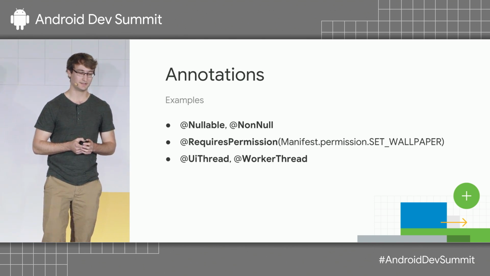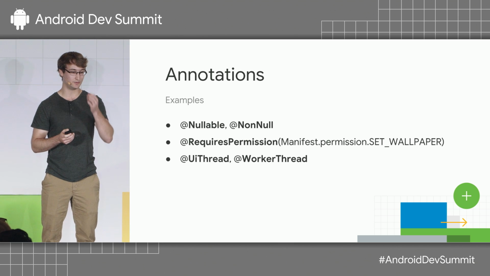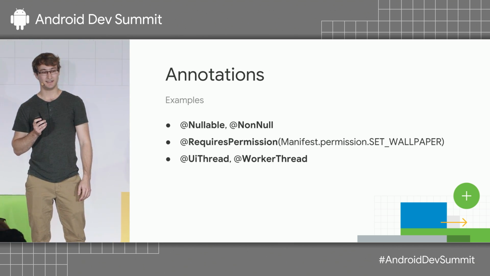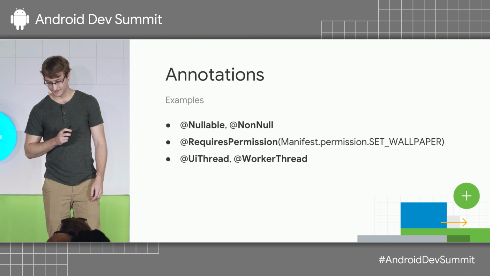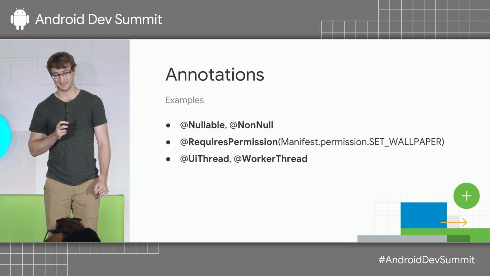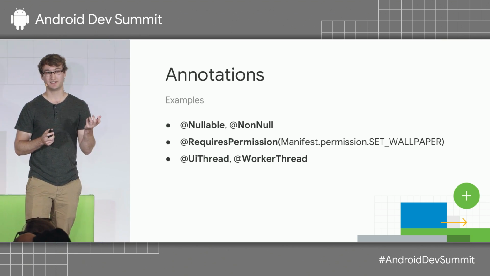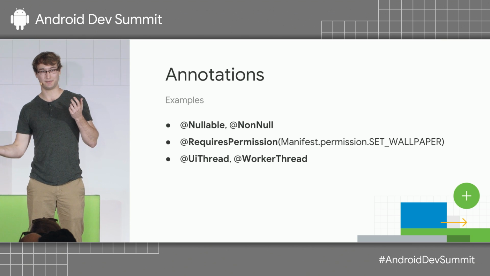There's also one of my favorite annotations, which is UI thread and worker thread annotations. I think they're just called thread annotations in general. These are really important, actually. A big problem with application development is a lot of UI frameworks require that you only update the UI on a single thread called the UI thread. And everything else has to be done on the background thread.